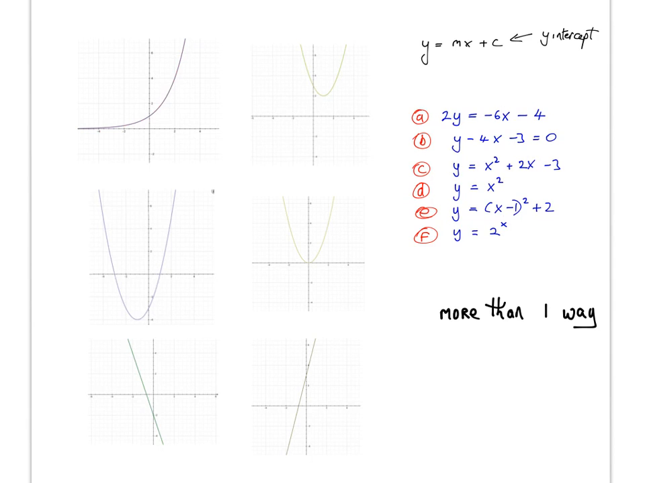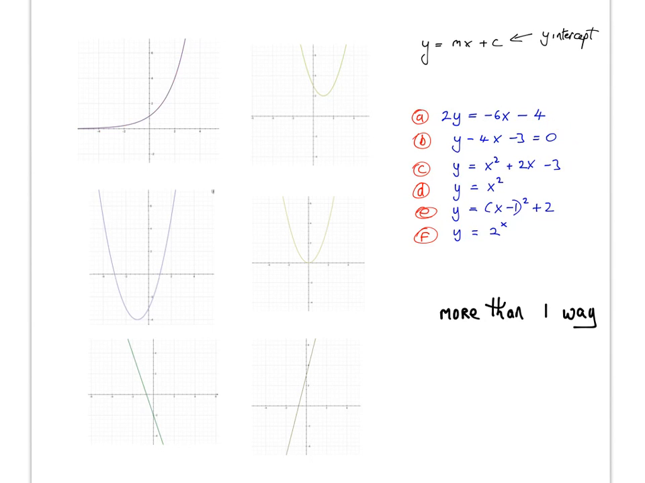Now, one thing you need to note about this is that the rule about the number at the end signifying where it cuts through the y-axis does not apply to exponential functions. So you notice there's no number at the end here, so you might think that it has to go through 0, but that doesn't actually apply to exponential functions. Only applies to quadratics and linear functions. So let's have a look at the first two now. These are two examples of linear functions.